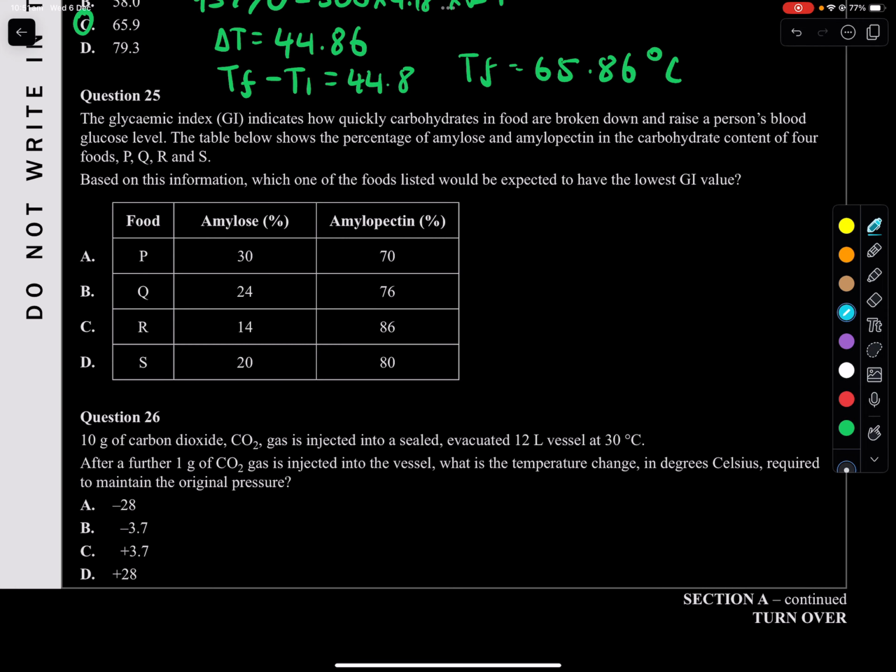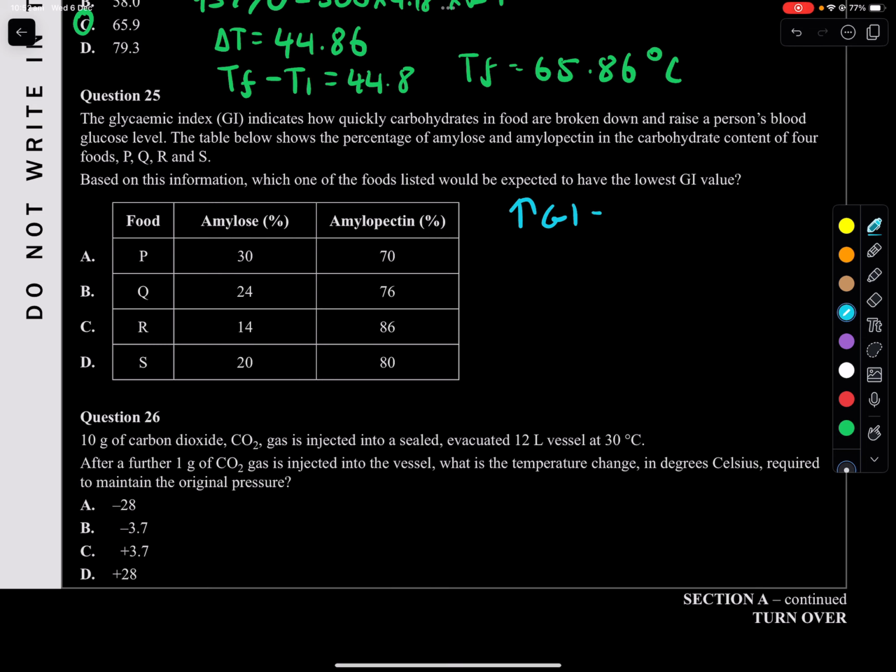Question 25. The glycemic index indicates how quickly carbohydrates in foods are broken down and raise a person's blood glucose level. The table below shows the percentage of amylose and amylopectin in the carbohydrate content of 4 foods. Based on this information, which of the following foods listed would be expected to have the lowest GI? Remember, having a high GI means the food is broken down quicker.